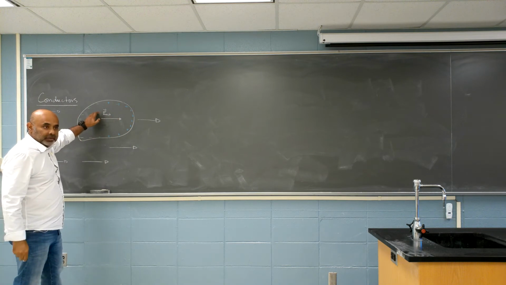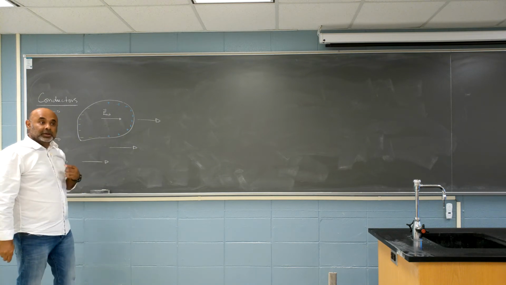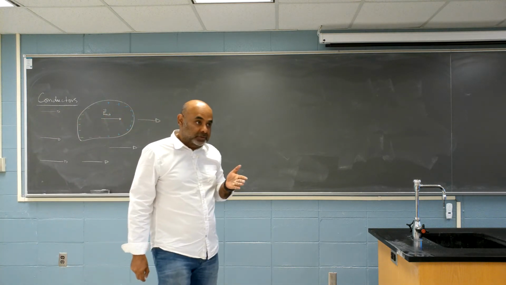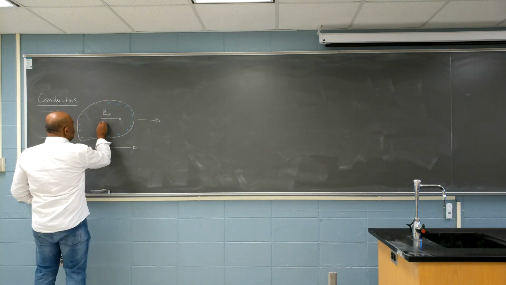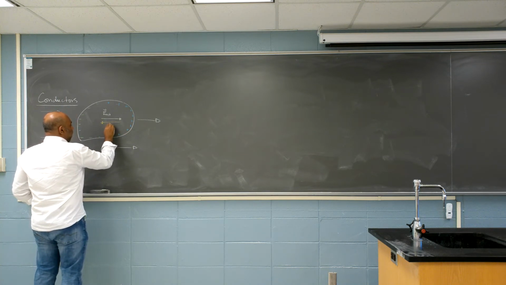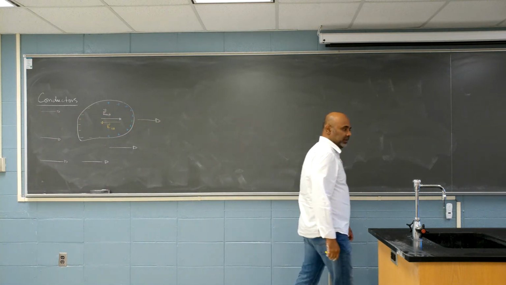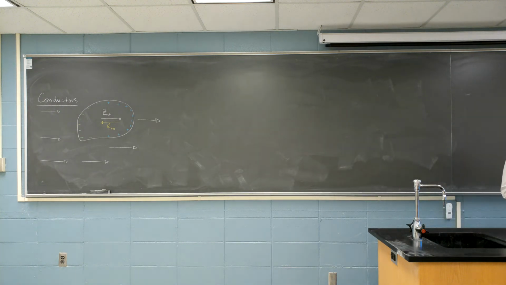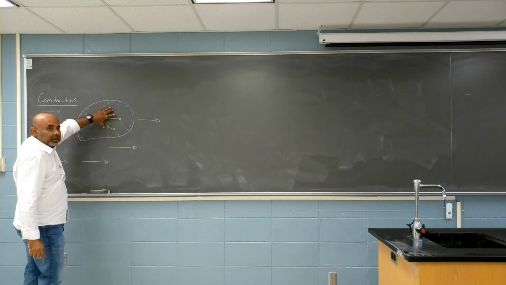But this is the external electric field. What about these guys? They create an electric field. Field lines emanate from the positive charge and go towards the negative charge. And so you will get an internal electric field. Now, what happens when you have equal and opposite electric field?